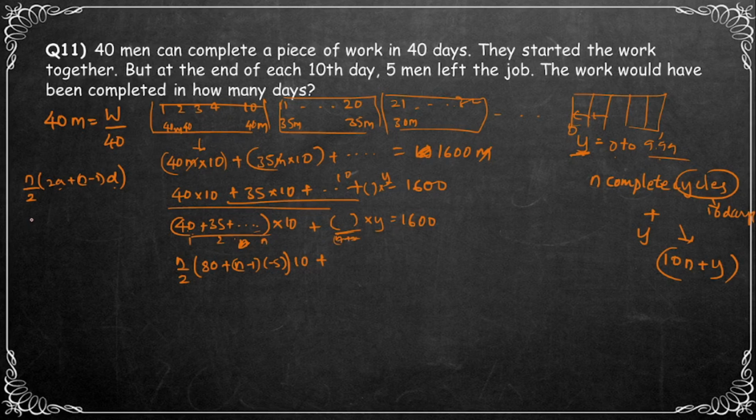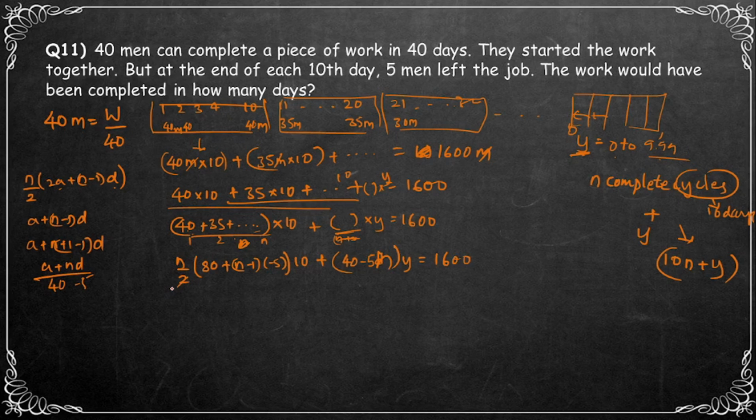So nth term is a plus n minus 1 into d. So n plus 1th term is n plus 1 minus 1 into d. So a plus n d, where a is 40, d is minus 5. So we can write this equation as 40 minus 5n actually. So d is minus 5, right, into y is equal to 1600.